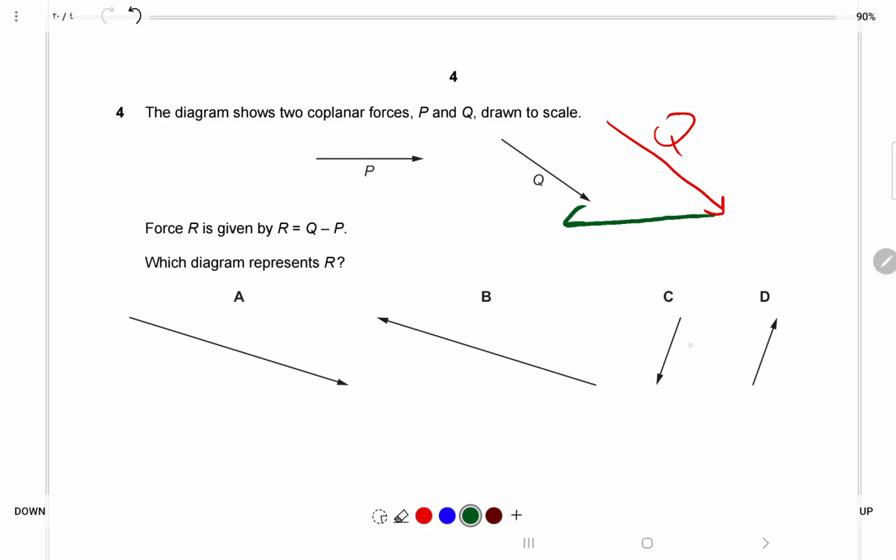Clearly here the resultant must connect the start of the first one to the end of the second one, which means you connect like this. So that is the resultant R, in this case option C. You see option C is parallel to this and exactly equal to it.